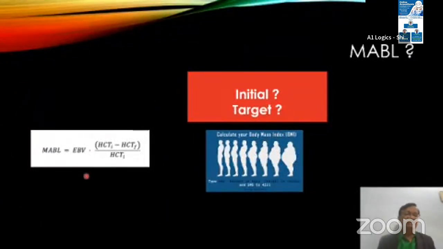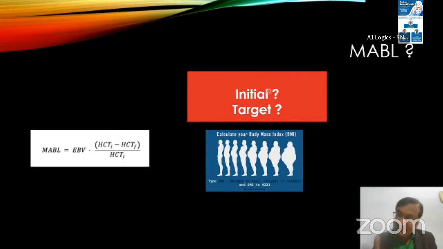We all know MABL: EBV times (initial HCT minus target HCT) divided by initial HCT. So what is the initial? If we take 13 or 12 or whatever it is. Now what is the target? Some people say 8, some people say 9. Our institution puts it at 9.